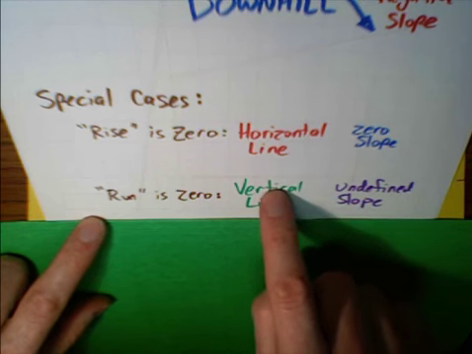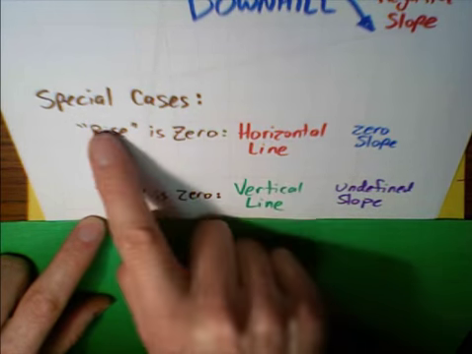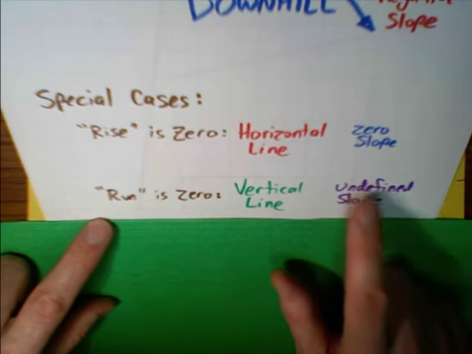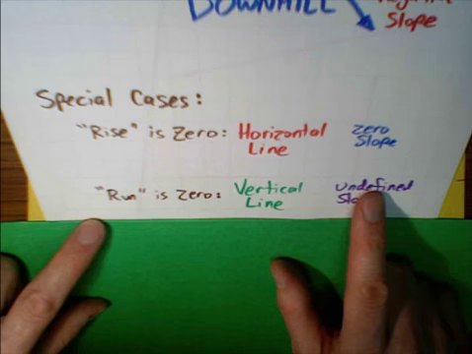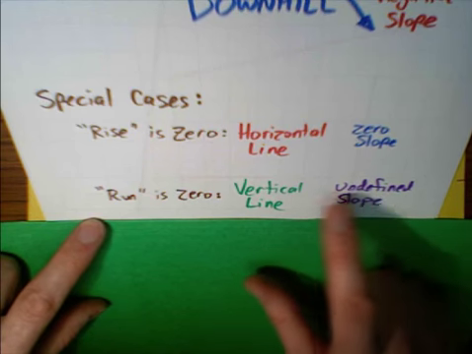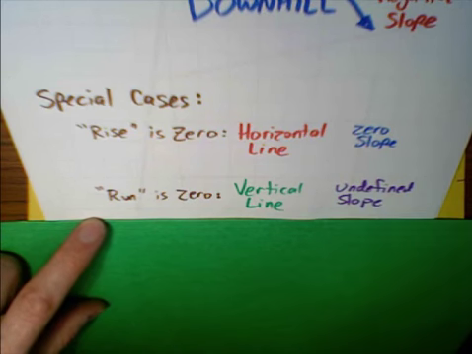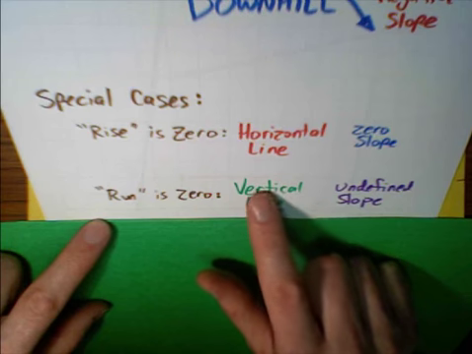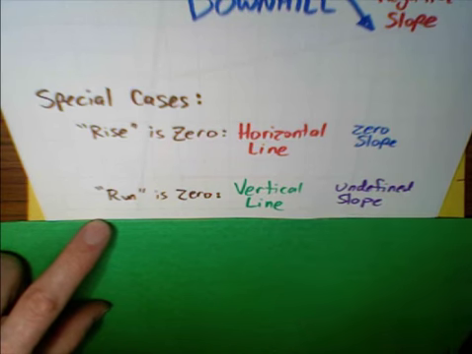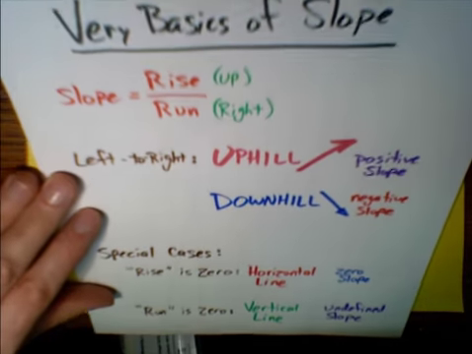This should be pretty straightforward, the comparisons between these two. But be very, very careful here. A lot of people get confused because they don't understand what happens when the run is 0. The slope is undefined. A vertical line has an undefined slope. Let's take a look at that very quickly.